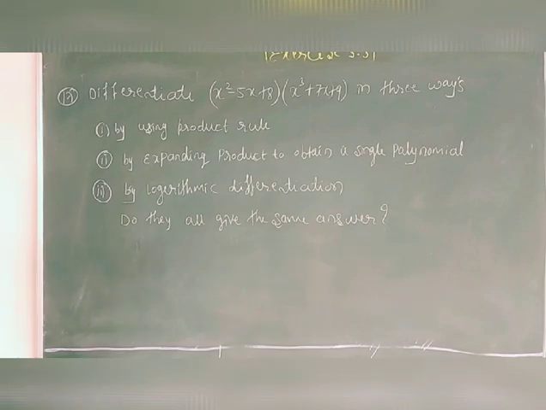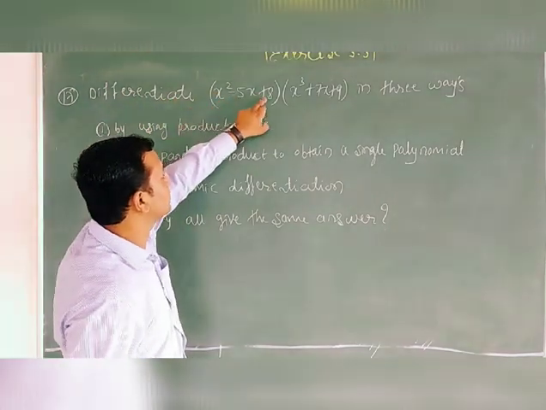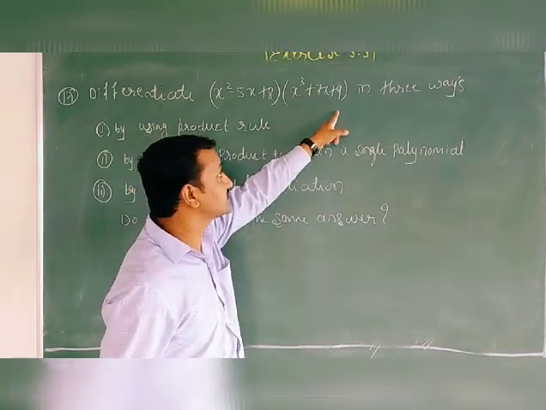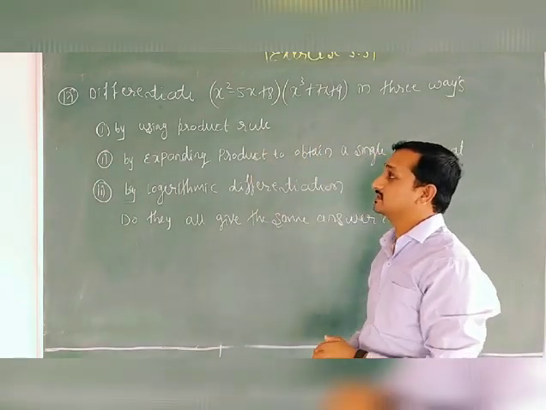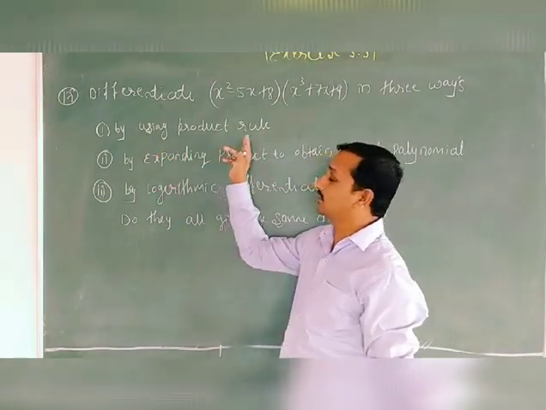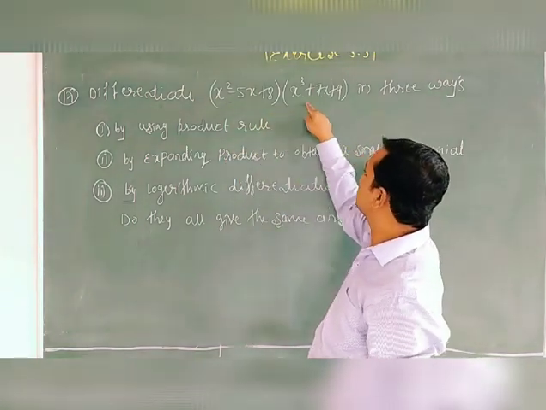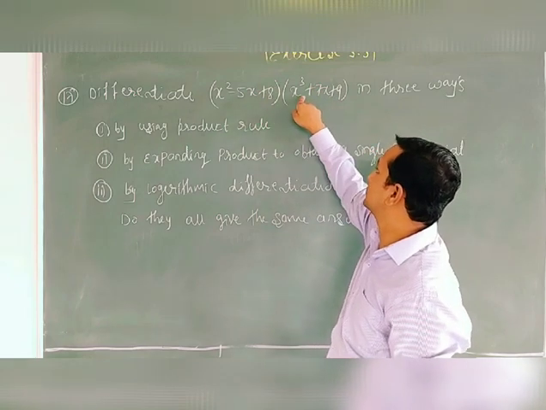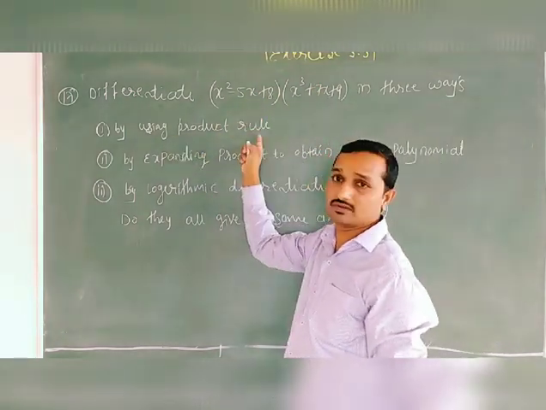Students, the 17th example is: differentiate x square minus 5x plus k into another term x cube plus 7x plus 9 in 3 ways. You can follow this example in 3 ways. First one, by using product rule. So what is the product rule? I can write that this is taken as the first function, this is taken as the second function, u into v. First function times derivative of second function, plus second function times derivative of first function. So this is by product rule.